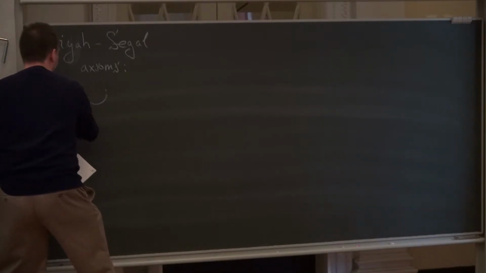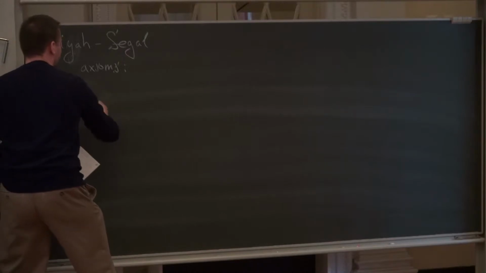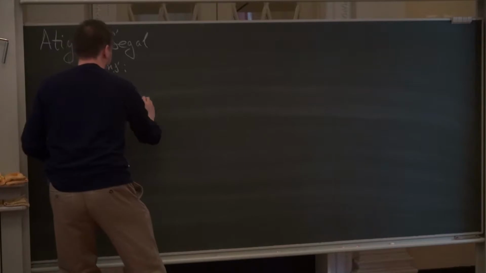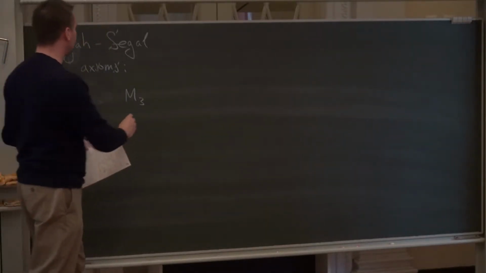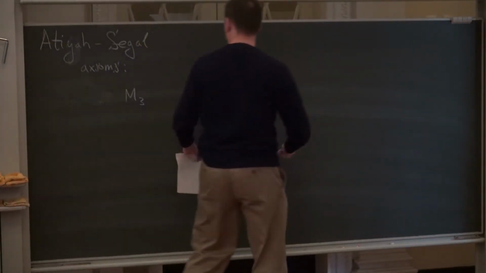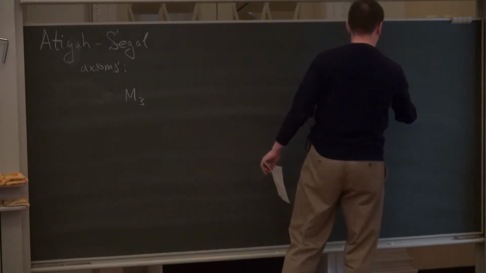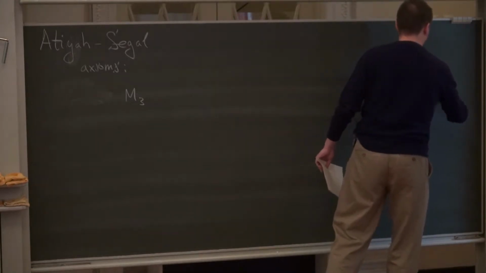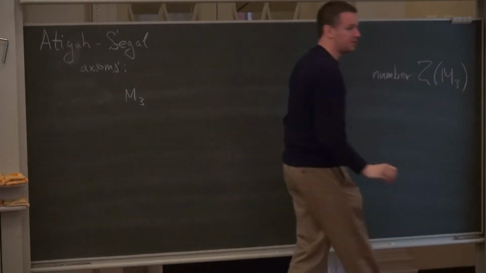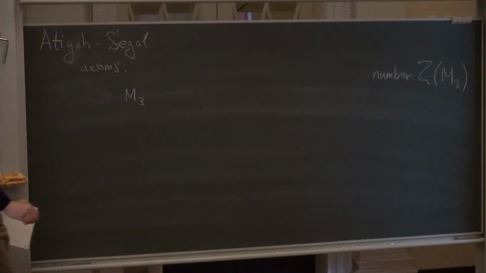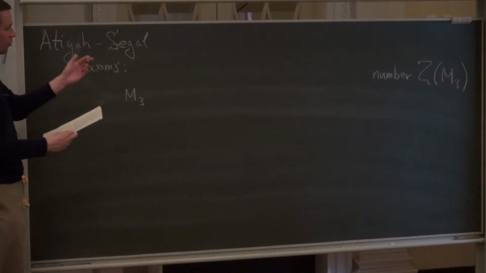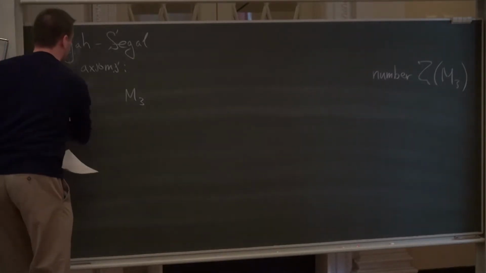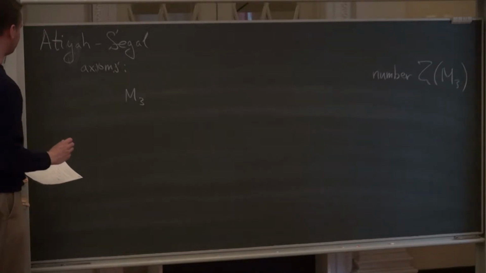I don't know how to draw it because it's 3-dimensional. So, well, I'll just write M3, okay? And to this, you're supposed to associate some sort of number, which is called the partition function, and usually denoted Z of M3. This is the same Z, called by the same letter, as what we saw earlier in solving a recursion relation, and that's not an accident.